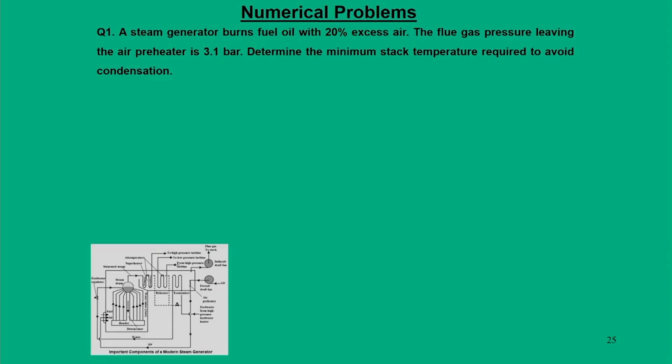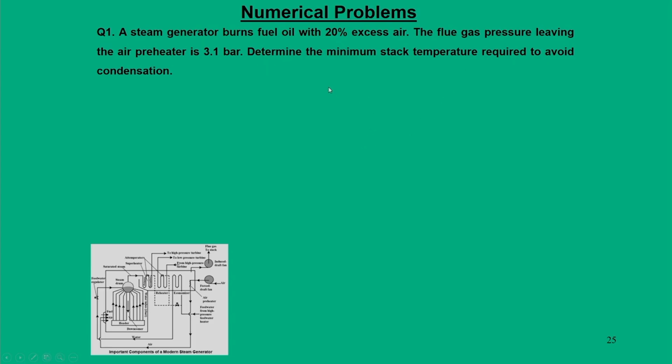So, this is all about the overall steam generator and its applications. Before we end this lecture, let us solve some numerical problems based on our discussion so far. The problem statement goes like this: we have a steam generator that burns a fuel oil with 20% excess air. The flue gas pressure leaving the air preheater is 3.1 bar, and we need to find out the minimum stack requirement to avoid condensation.